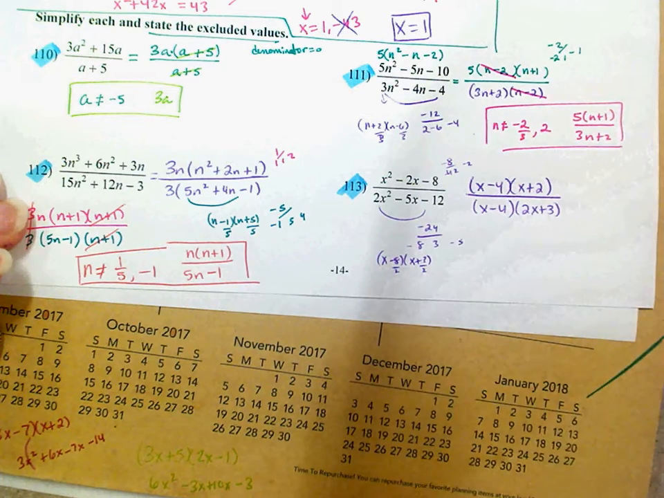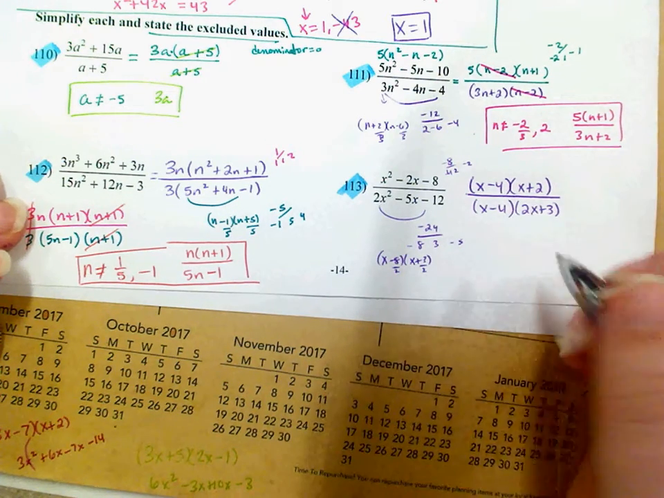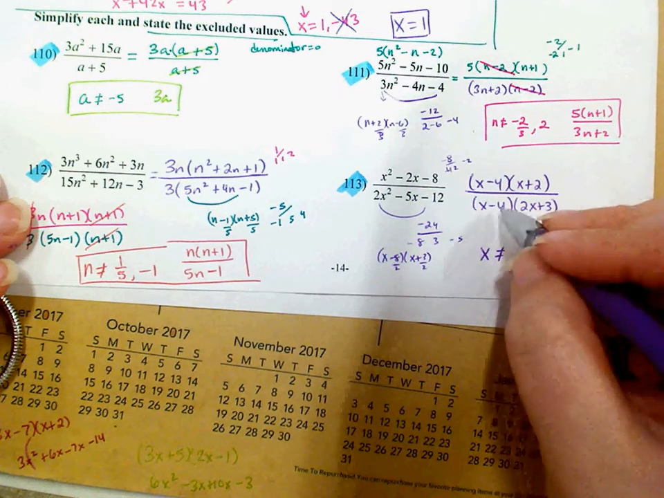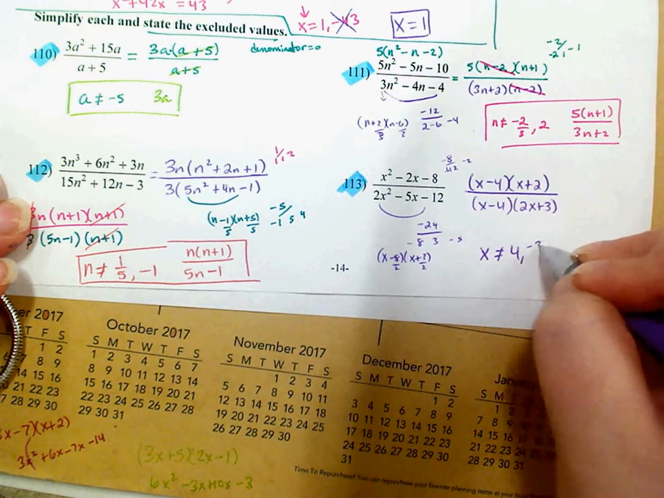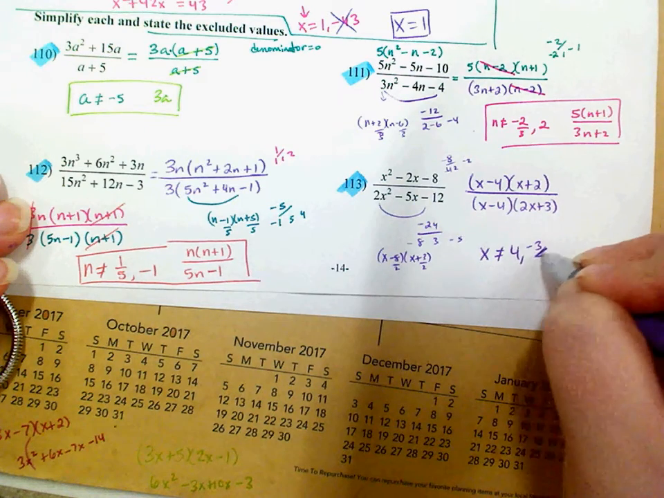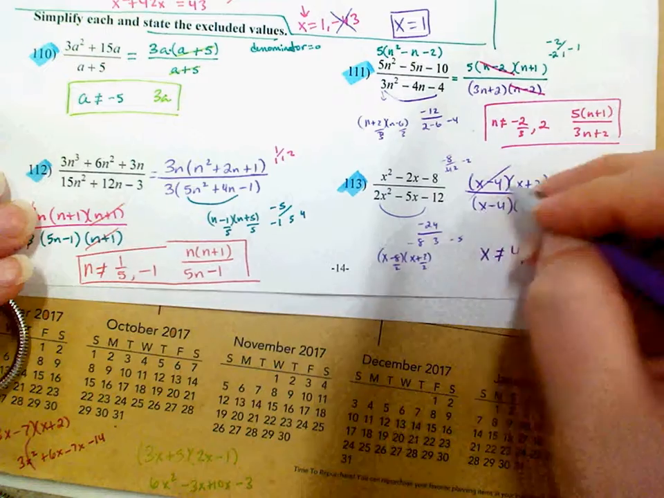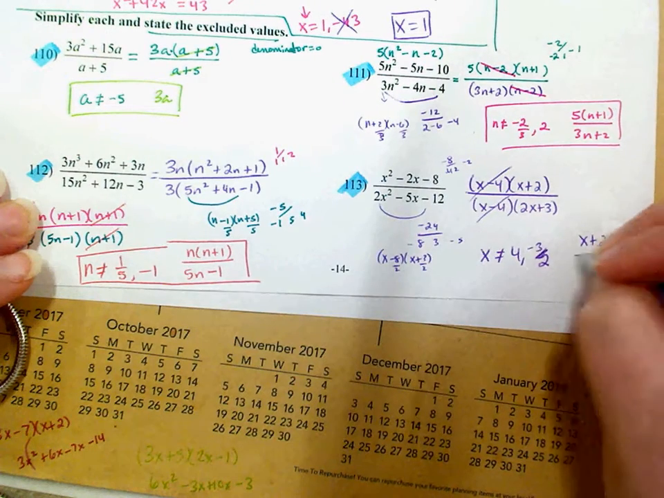Okay. So I'm going to state my excluded values. X cannot equal anything that makes the denominator 0, so positive 4 and negative 3 halves. And my answer is x plus 2 divided by 2x plus 3.